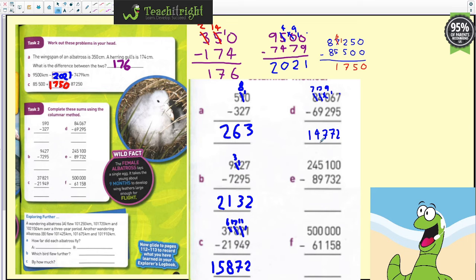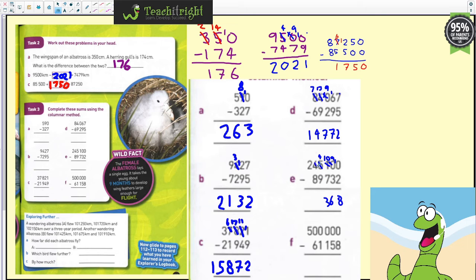So 14,772. Then for E, again, going to have to go the right way through the borrowing. I can't do 0 take away 2, so I can't borrow from here, but I can from here, making that a 0, making that a 10, which makes it a 9, and I borrow from this to make this a 10. So 10 take away 2 is 8, 9 take away 3 is 6, 0 take away 7 I can't do, but I can borrow from this to make that a 4, which makes this a 10. Now 10 take away 7 is 3.